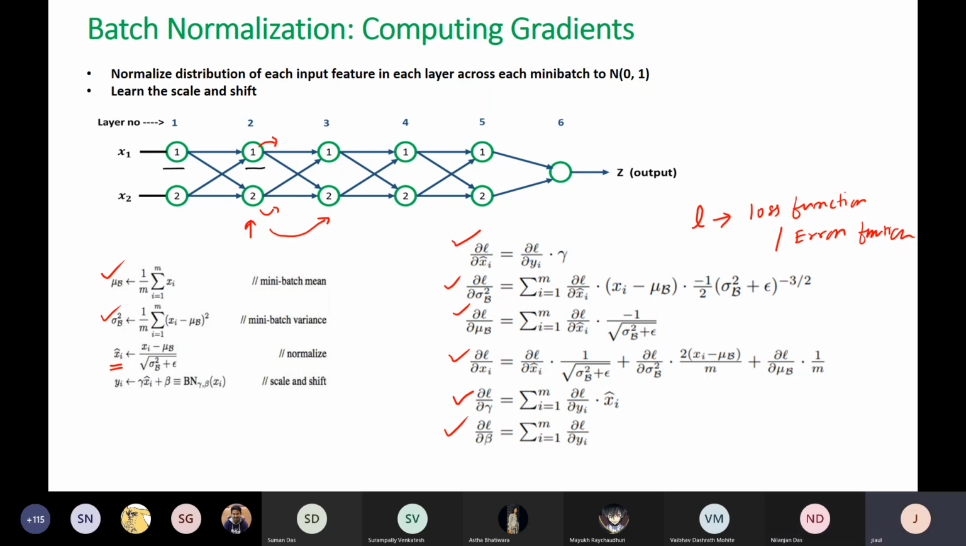Sir, is xi after applying the activation function or before that? After the activation function. Basically, the output from one layer is being treated as the input to the next layer. So that is why I am saying these are the activation values, after the activation function, of course.